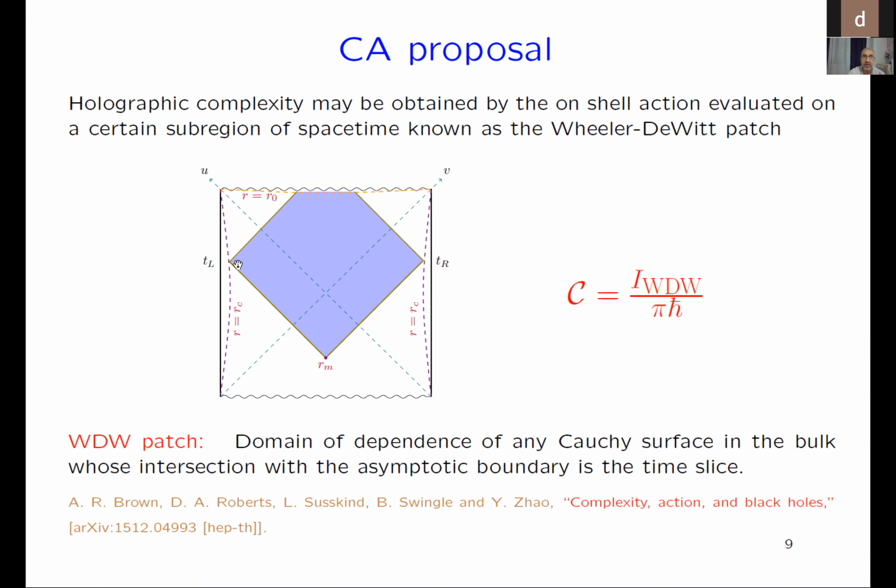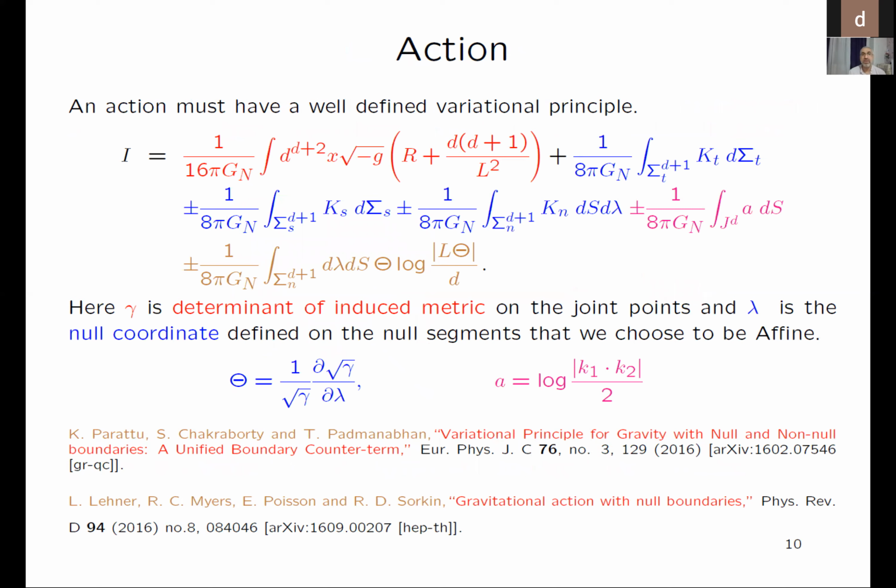I'm not sure whether you can see my pointer, but in any case, this is the time slice here, and this is the Wheeler-DeWitt patch, drawn as the blue region, and we have to compute the on-shell action in this region of spacetime. And by the action, we mean the different terms which appear in the expression of the action.